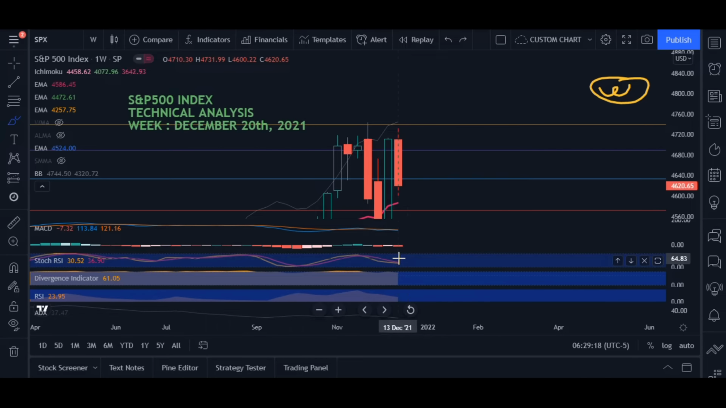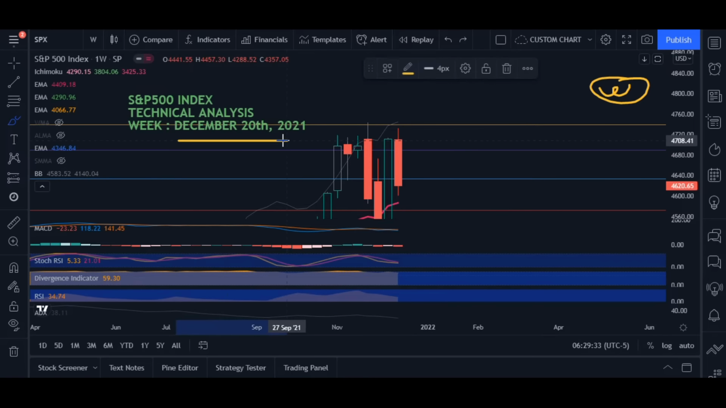Stochastic RSI, it is still bearish because the K channel is 30 and the D channel is 37. So the K channel is below the D channel, and it is bearish. Which means that if in the coming week, the week of December 20th, a bearish candle forms, or if for 3 or 4 days the market remains bearish, in this case it will further come down, and then it will be absolute bearish.